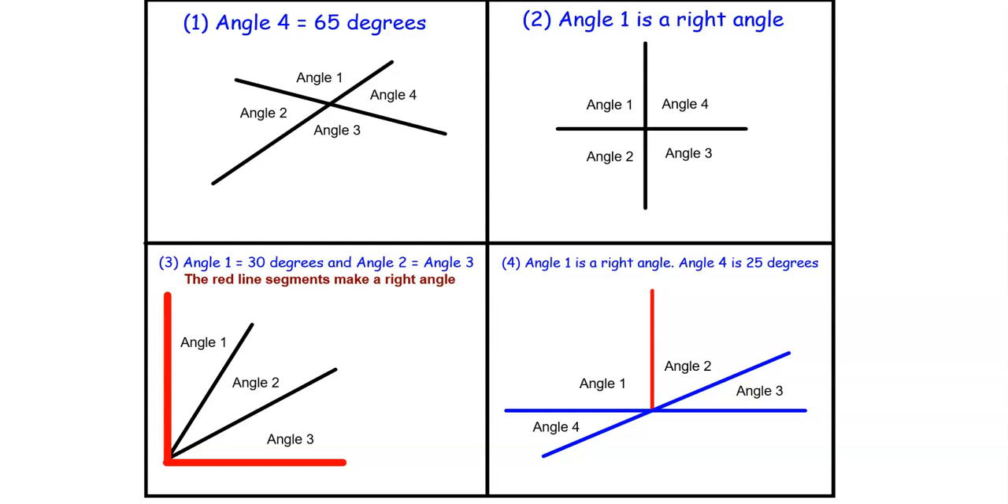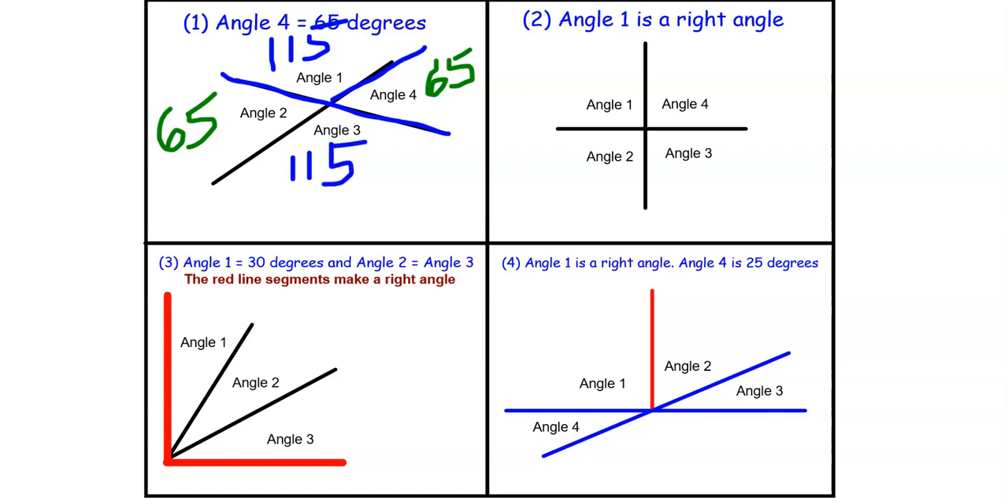So for number 1, we know that angle 4 is 65 degrees. We know that angle 2 is vertical to angle 4, so by the vertical angles theorem, it is also 65 degrees. And now we have to rely on the fact that we know that angle 1 and angle 4 are a linear pair, so they are supplementary. And 180 minus 65 is 115, so angle 3 is also 115.